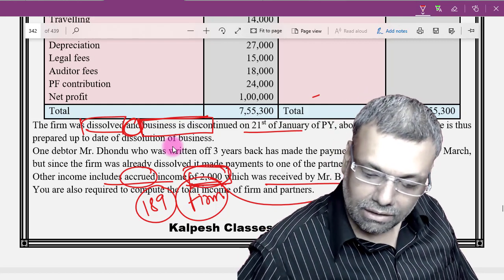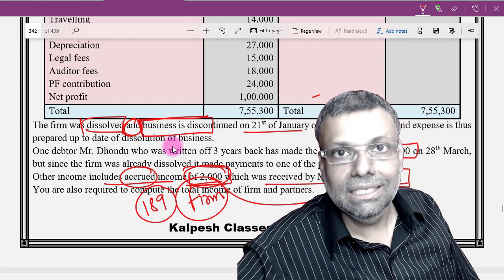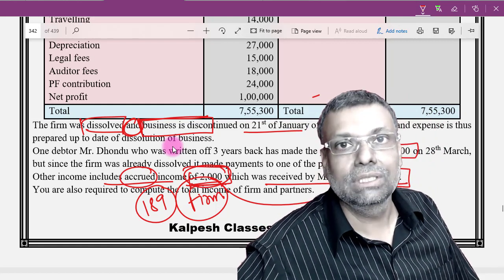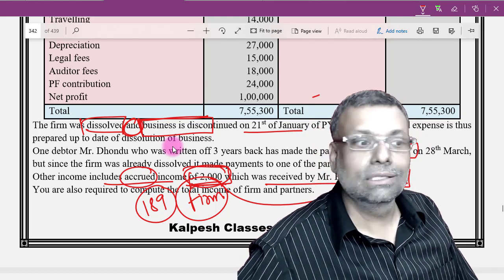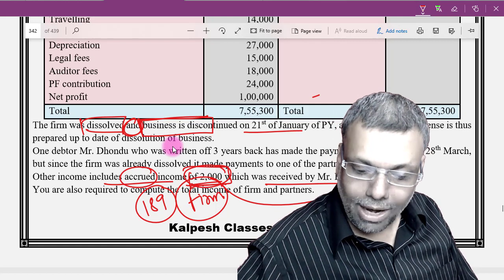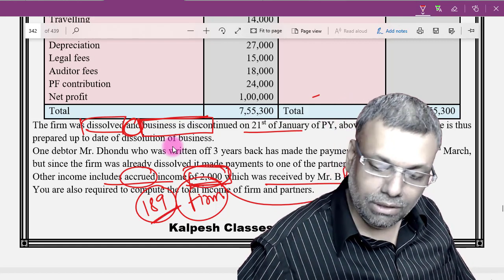Okay, so accordingly, the firm will be taxable for the 2000, and anyway it is included in your P&L and of course income from other sources, so no special adjustment will be carried out. But you will require a special note to explain why you have not done any adjustments for the 2000. So that note of section 189 you will have to write.